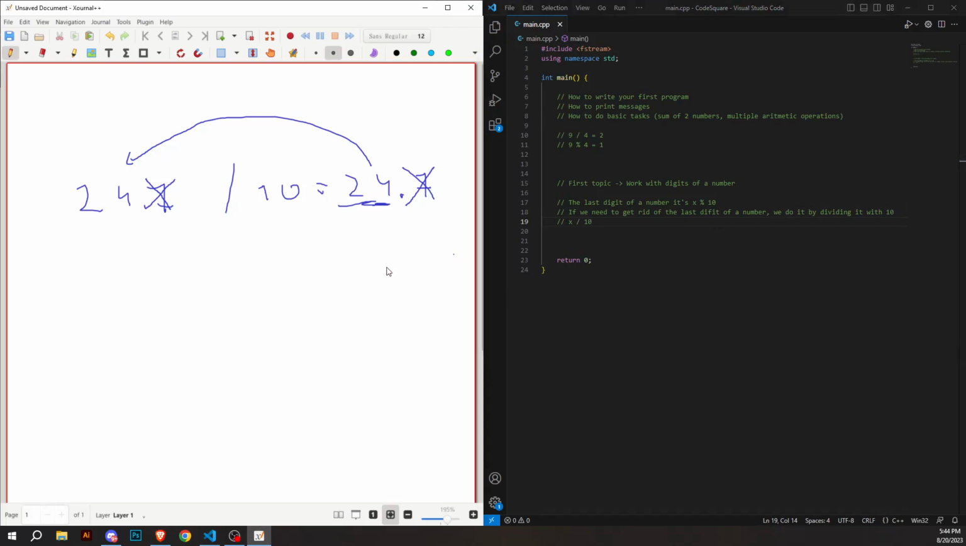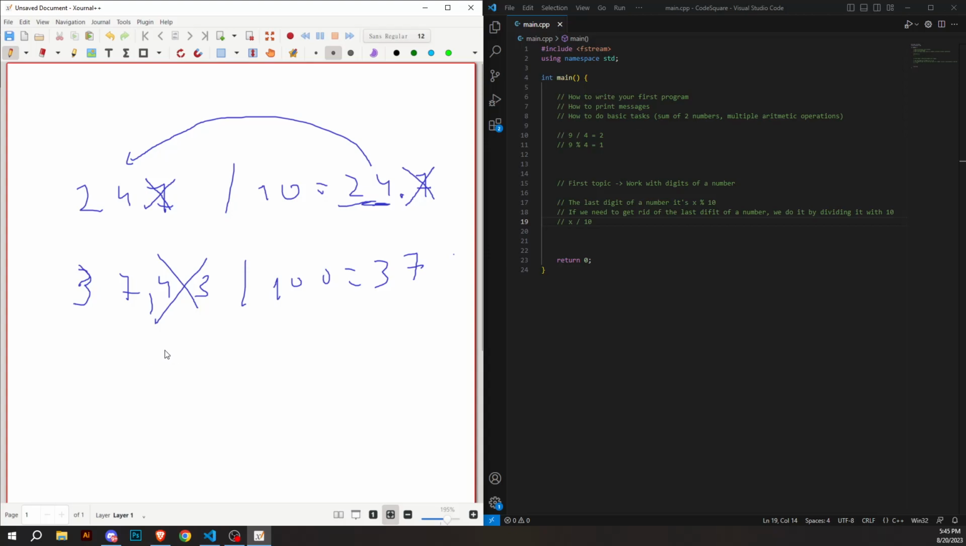Now, let's take this a little bit further. For example, we have 3743 and we divide this by 100. Normally it will be 37.43, but without the decimals, we actually get 37. So if we need to remove the last two digits, we need to divide by 100, you guessed it. So this goes on and on. So this is 37.